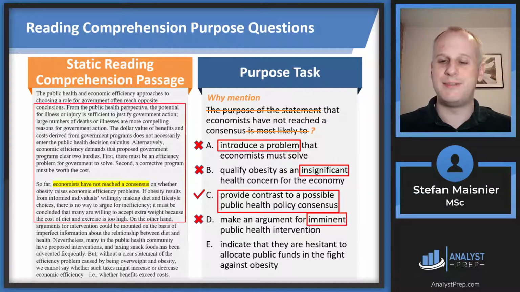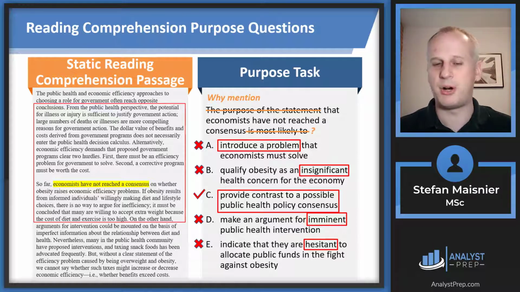Then with choice D, we don't know that the argument is imminent for public health intervention because they haven't reached a consensus, so that would be a reversal. And there isn't any indication that they are hesitant to allocate public funds. This too would be extreme. They may allocate funds. We just don't know as yet. So this too could be eliminated, and we would select choice C as the purpose for the statement that was highlighted within the passage.